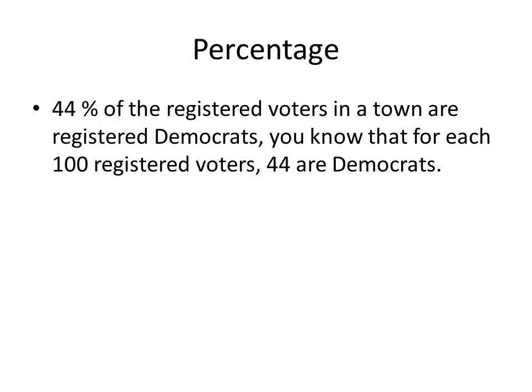Here again, if you are told that 44% of the registered voters in a town are registered Democrats, you know that for each 100 registered voters, 44 are Democrats.